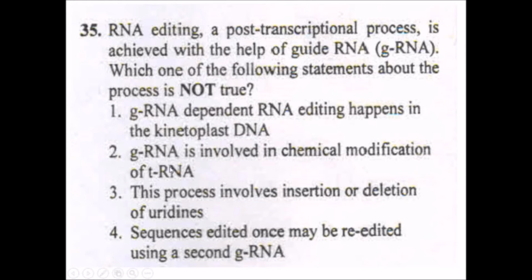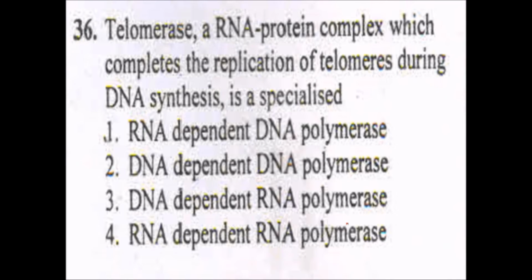Sorry. So the answer will be 2. The process involves insertion and deletion of uridines is true, as splicing can be re-edited. As I have told, it can be re-edited because the guide RNA is very small, and to fulfill the requirement of the correct strand for its translation into protein, it can be re-edited. Move to the next question, that is telomerase, an RNA protein complex which completes the replication.